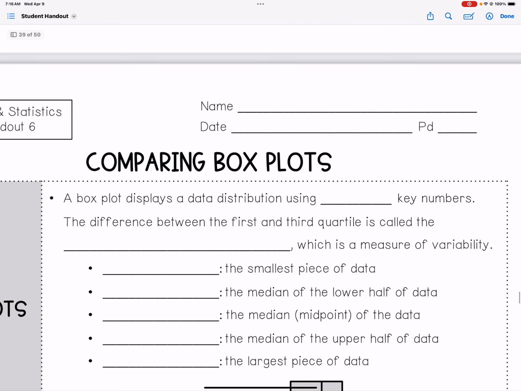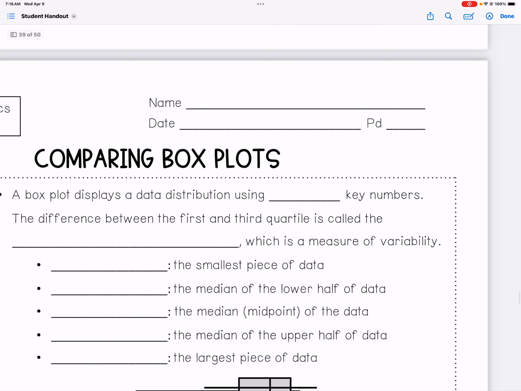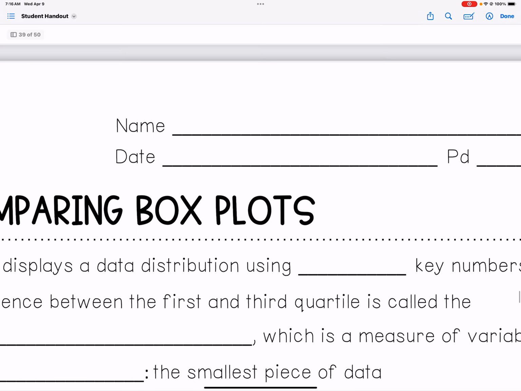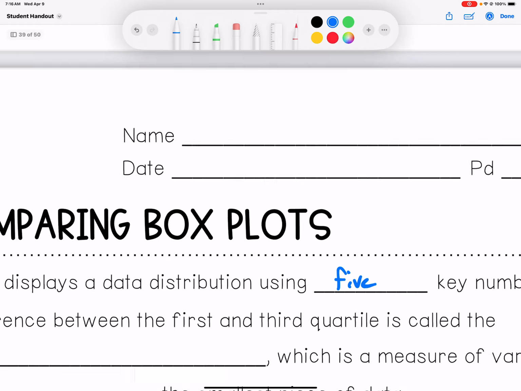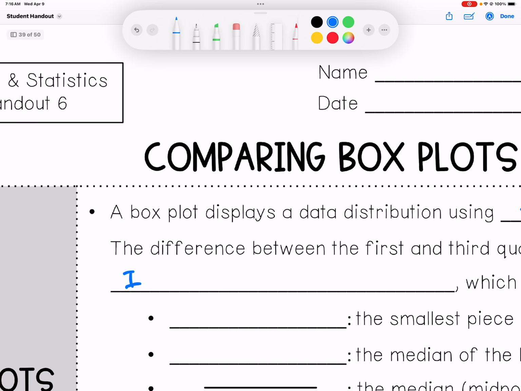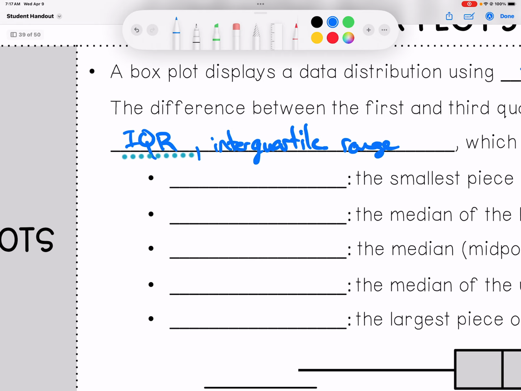Box plots. A box plot displays a data distribution using 5 key numbers. The difference between the first and third quartile is called the IQR, which we've talked about, which is the inter-quartile range, which is a measure of variability, which we did the other day. All right, so it gives us 5 pieces of data.